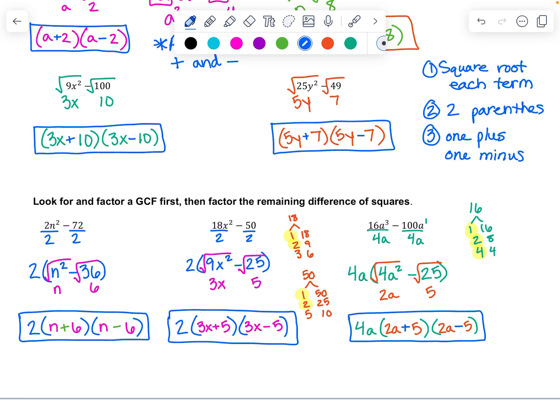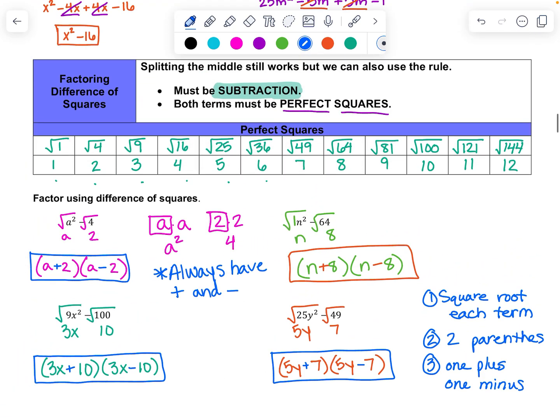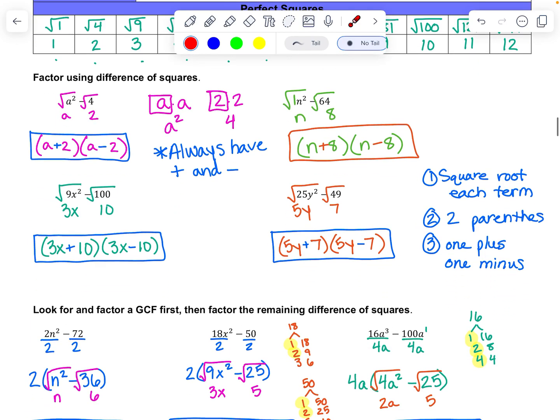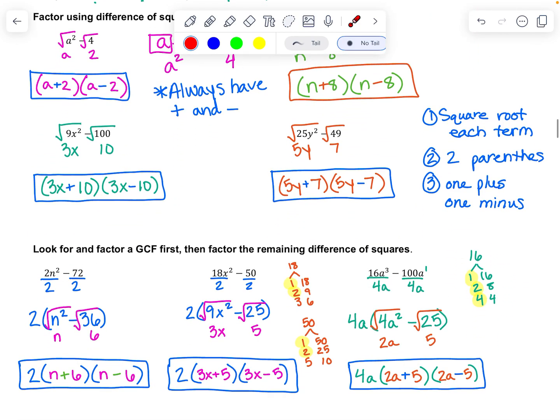All right, so the main thing here, check for a GCF first to simplify your problem. Always reference back to your list of perfect squares here. That's going to be very helpful for you. And then you need 1 plus and 1 minus in your sets of parentheses.